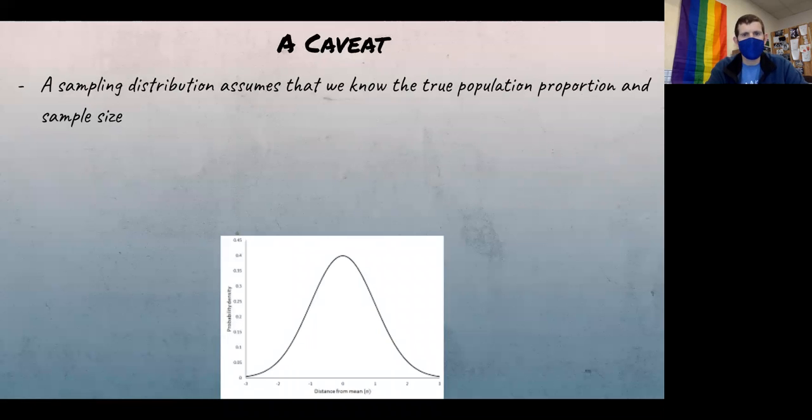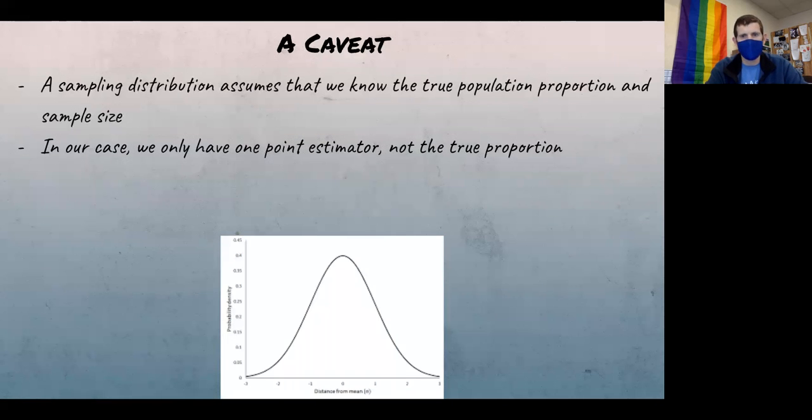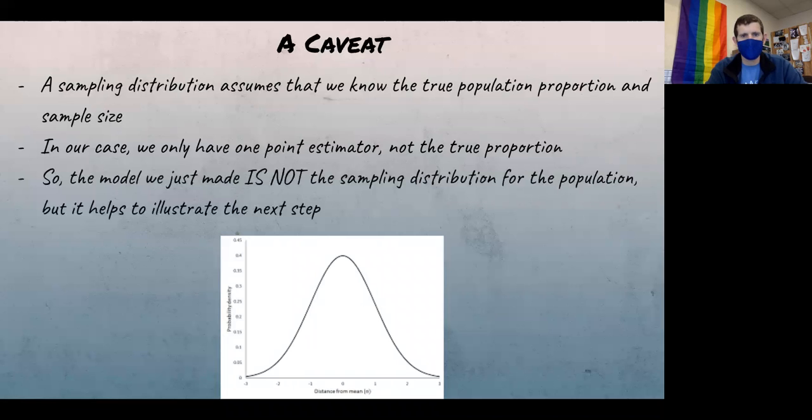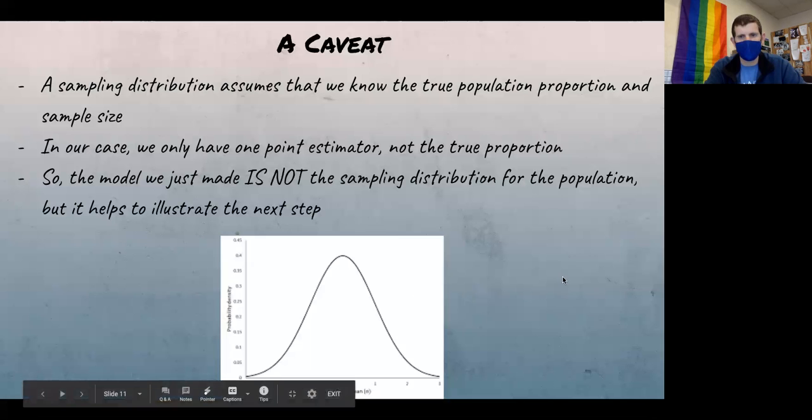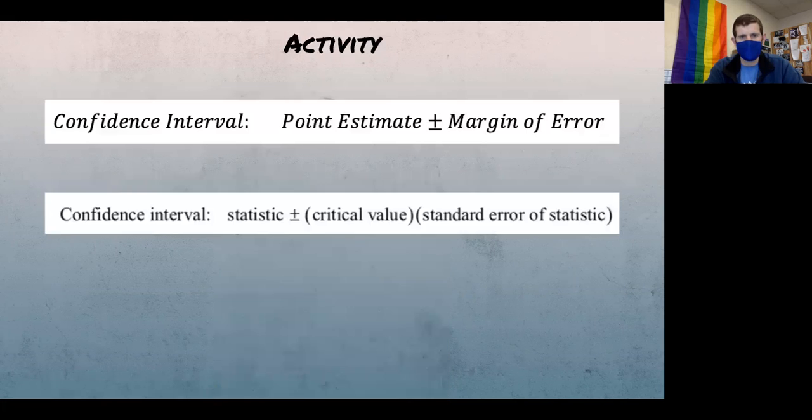Now, a sampling distribution in reality assumes that we know the true population proportion and sample size, and we only have one point estimator, not a true proportion. And so this model is not exactly the same as the sampling distribution, but we're just looking at it to help us understand what the confidence interval is all about. All right, so it's one of these things where there are just small little distinctions between, oh, well, this is based on a sample, so therefore it's not a true sampling distribution. But that's a little nuance that in the end won't matter because we don't really set up a model like this too much. Okay, so this will help understand what a confidence interval is all about.